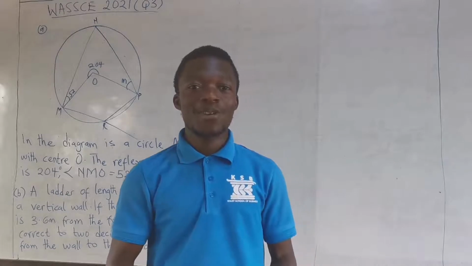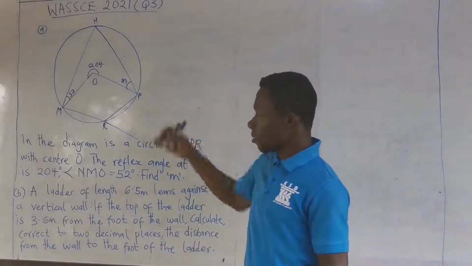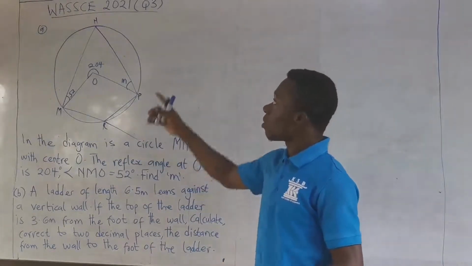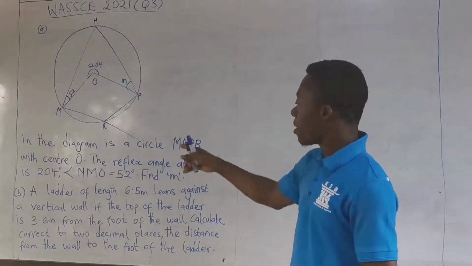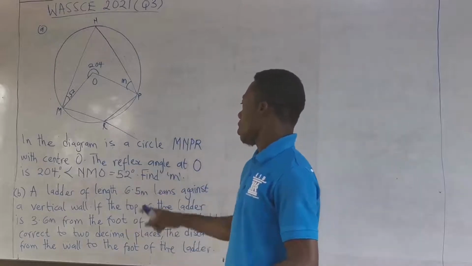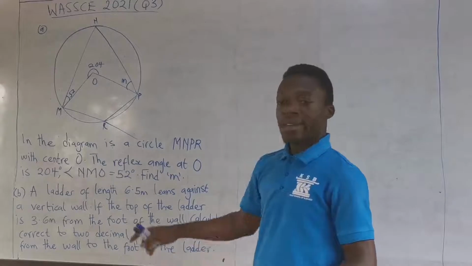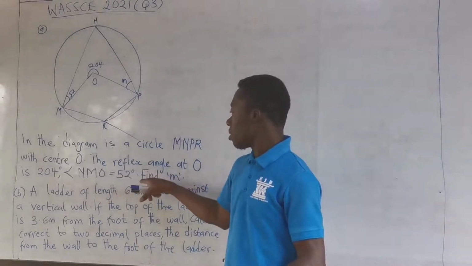So in today's video, we are going to look at WASSCE portion 3, and this is the question. So let's read and go through how we solve it. Question 3a: in the diagram is a circle MNPR with center O. The reflex angle at O is 204 degrees. Angle MON is equal to 52 degrees.